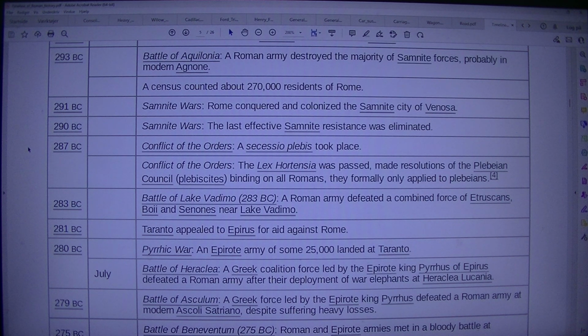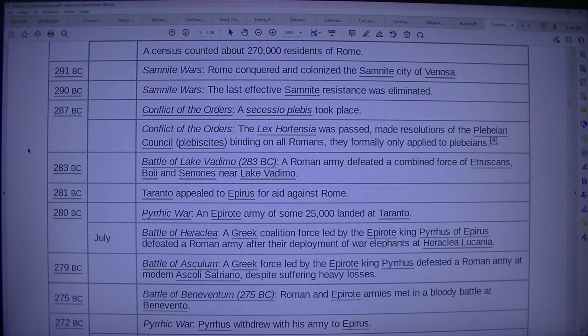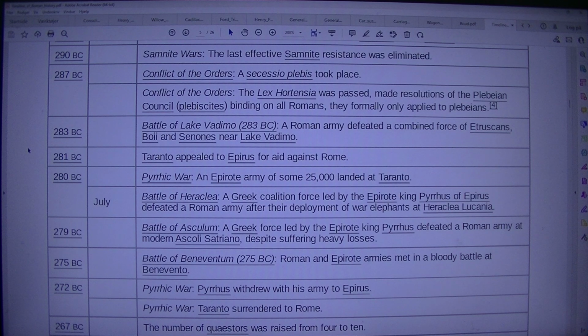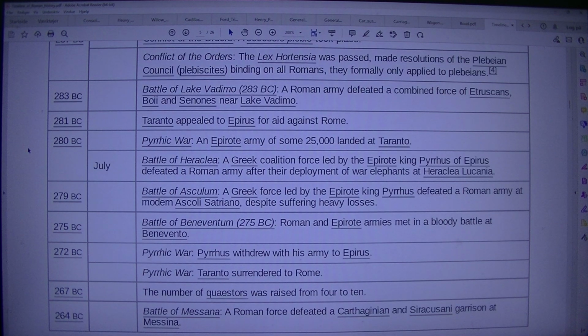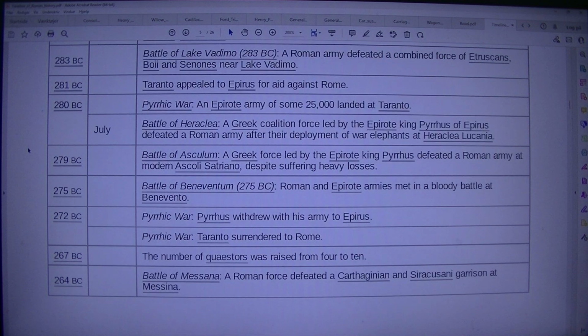283 BC. Battle of Lake Vadimo. A Roman army defeated a combined force of Etruscans, Boii and Senones near Lake Vadimo. 281 BC. Taranto appealed to Epirus for aid against Rome. 280 BC. Pyrrhic War. An Epirote army of some 25,000 landed at Taranto. July. Battle of Heraclea. A Greek coalition force led by the Epirote king Pyrrhus defeated a Roman army after their deployment of war elephants at Heraclea, Lucania.